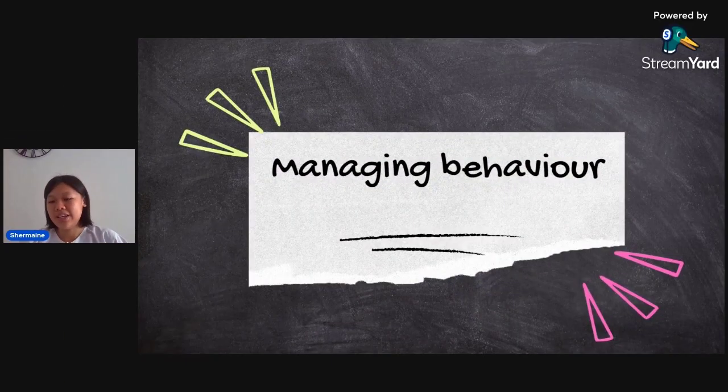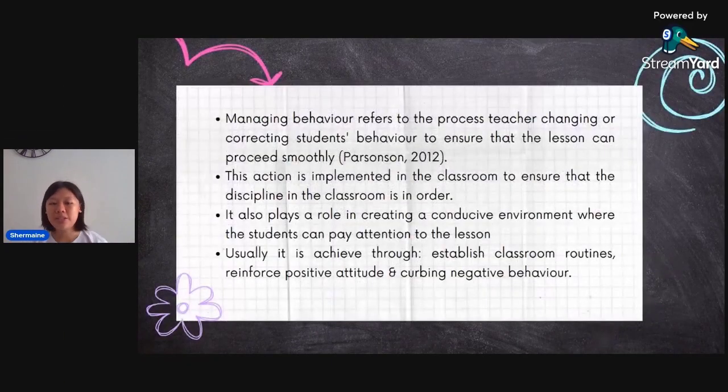So the next aspect is managing behavior. Managing behavior refers to the process of the teacher changing or correcting student behavior to ensure that the lesson can proceed smoothly. This is implemented in the classroom to ensure that discipline is in order. It plays a role in creating a conducive environment and is usually achieved through establishing routines, reinforcing positive attitudes, and curbing negative behavior. So managing behavior essentially refers to our classroom management. It is to ensure that discipline is in order.